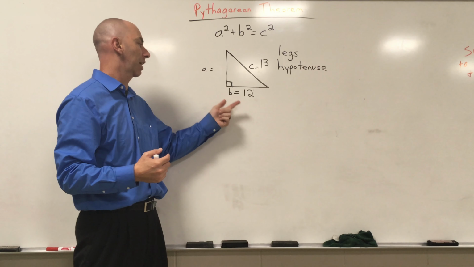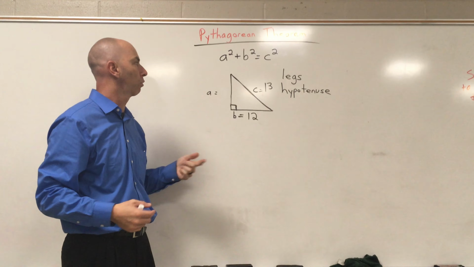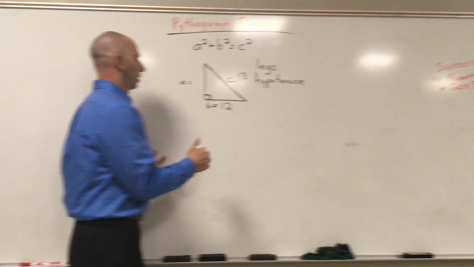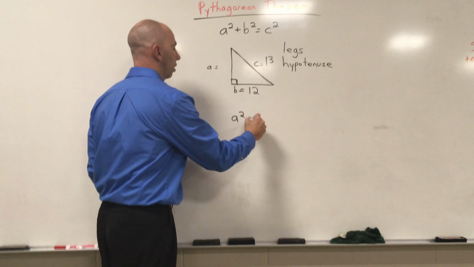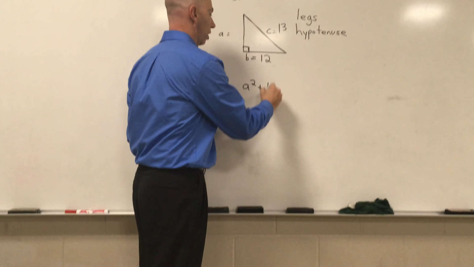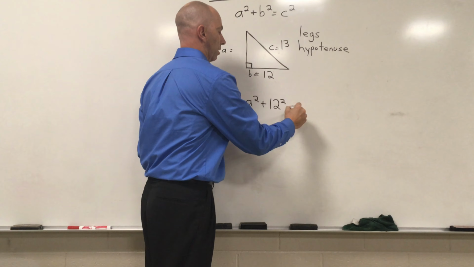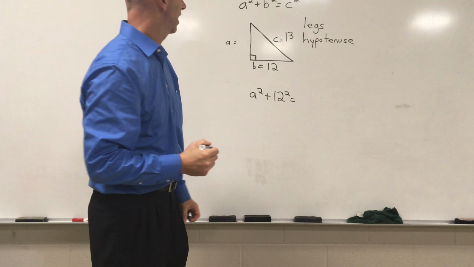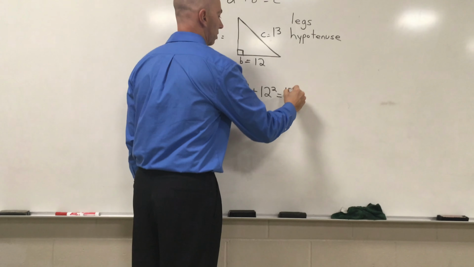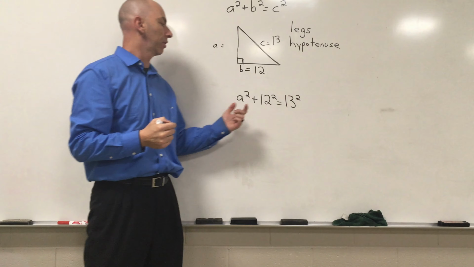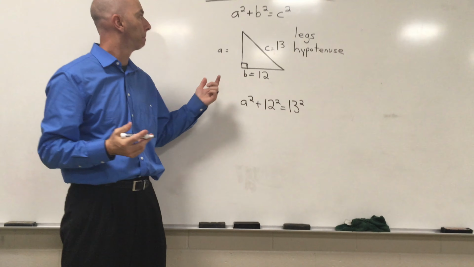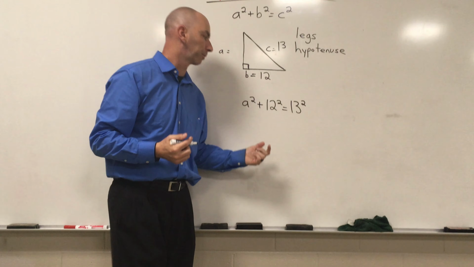Now sometimes you could say that's A and that's B, it doesn't matter. We're looking for one of the legs. So I'm just going to say we're looking for A. So A squared, we don't know. B is 12 squared. And C is 13 squared. All right, so we filled in A, B, and C, the two that we know, and left A blank.